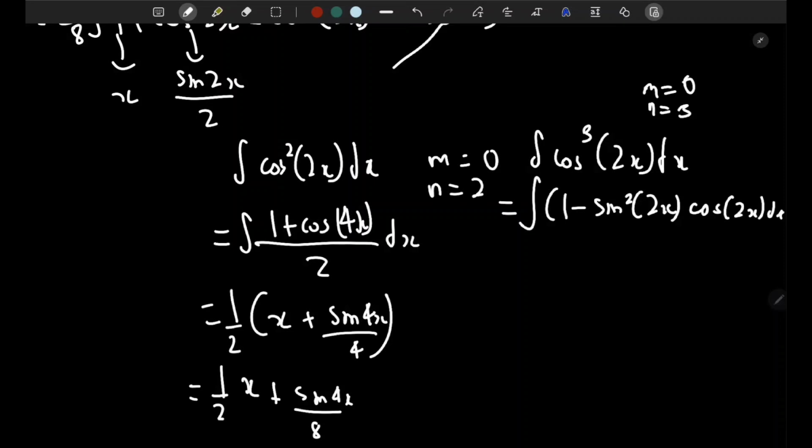dx. Now we can take u as our sine 2x, since we can cancel out the cosine 2x over here. So u here is going to be sine 2x, du is going to be 2 cosine 2x. Don't forget that we need to take the derivative of the angle and multiply it. If we are integrating, we divide the derivative of the angle, and when we are deriving, we multiply it.